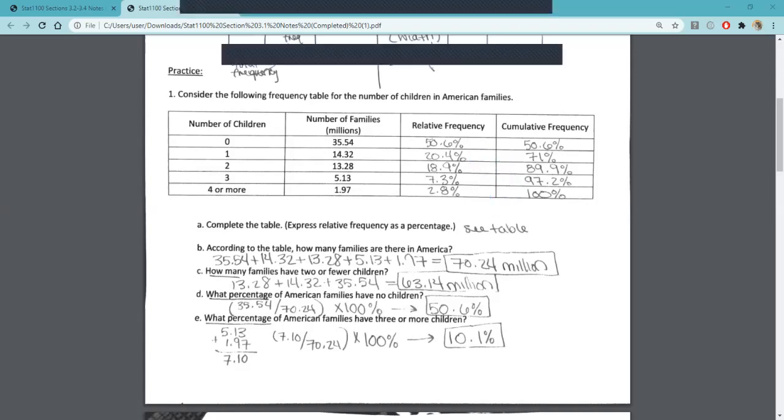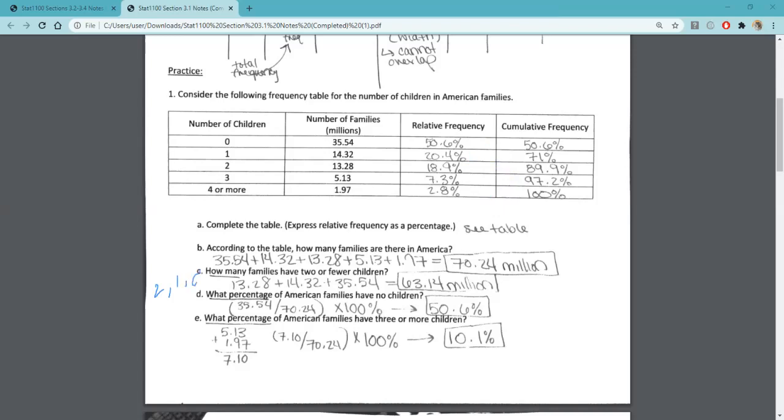It then asks how many families have 2 or fewer children. So that means that they can have 2, 1, or 0. So we want to add up the number for each of those number of children. So we have 2, 1, and 0. We add that up for 63.14 million.